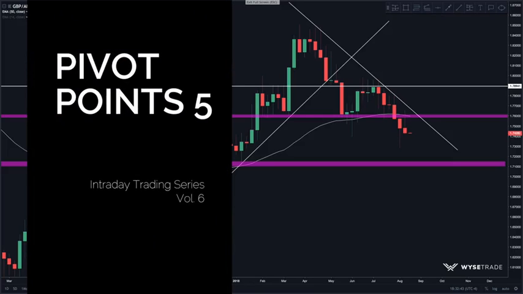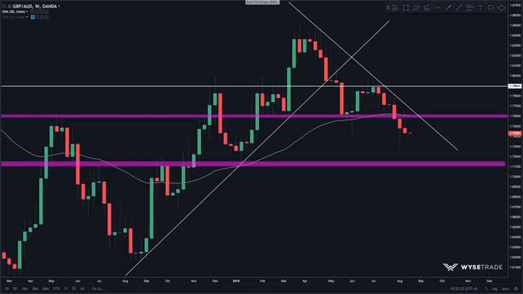Hey guys, so we're going to break down timeframe confluence from the top all the way down to the intraday timeframes for pivot entries. So here is the pound Aussie weekly. We had a break of trend line, which was the first signal of a trend change. We then had a lower high form, which confirmed this downtrend.